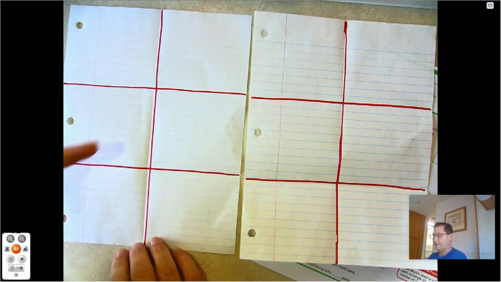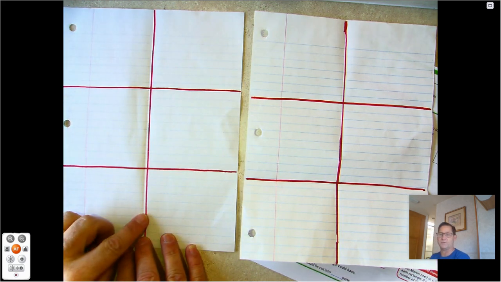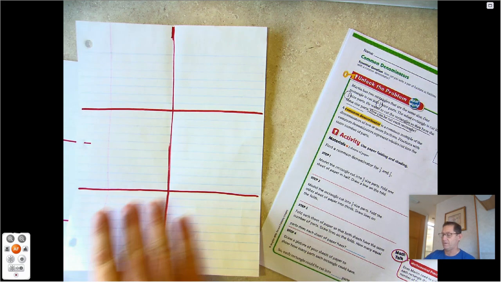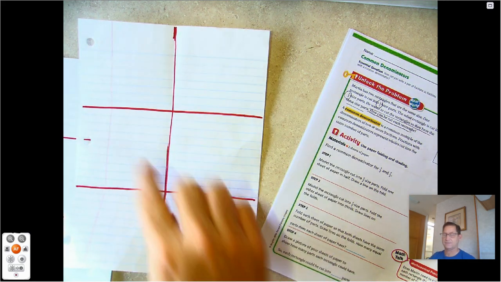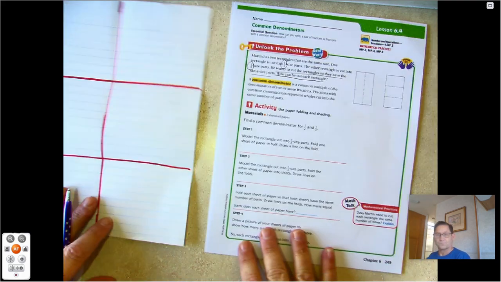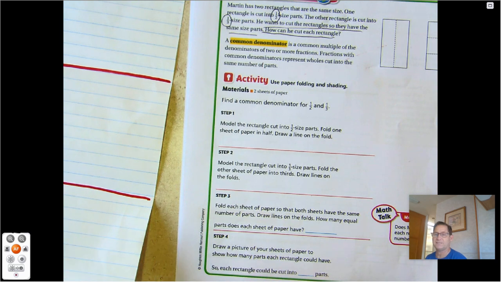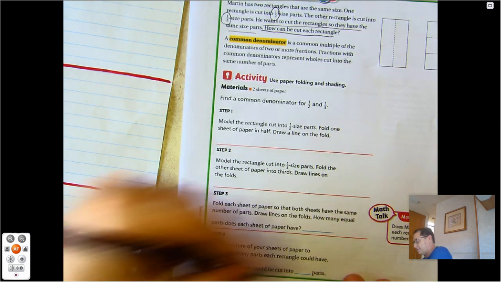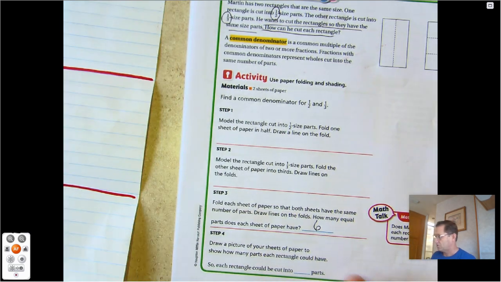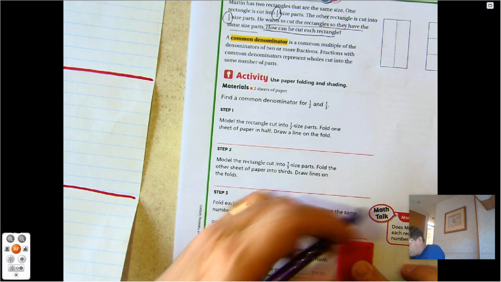So we went with 3 pieces and turned it into 6 equal pieces. We went from 2 pieces to turn it into 6 pieces. So, looking at our question, how many equal parts does each sheet of paper have? Well, 6, right? So draw a picture of your sheets of paper to show how many parts each rectangle could have. Okay, so if we have rectangles, right?